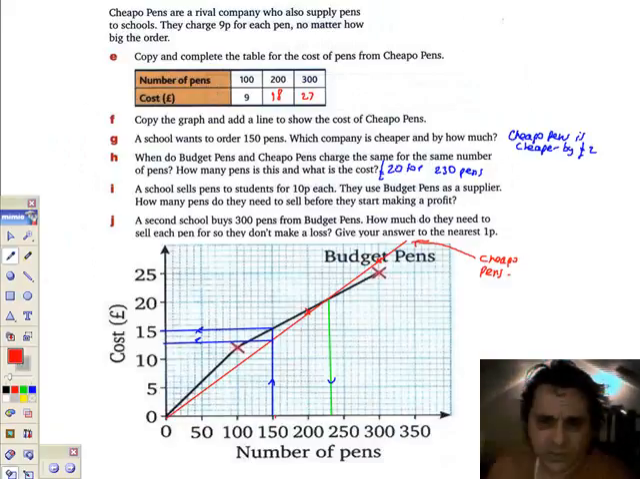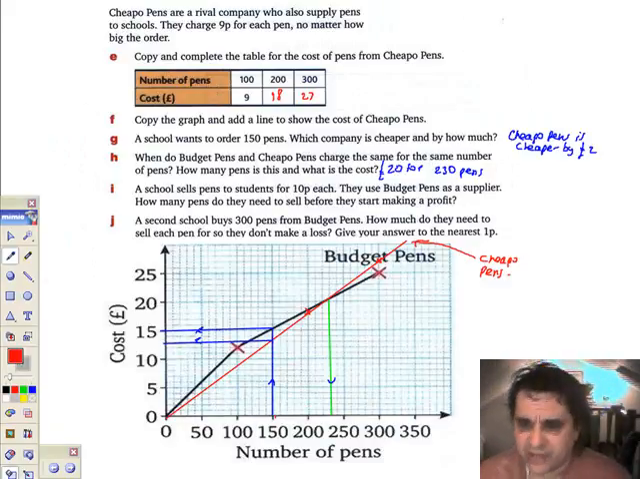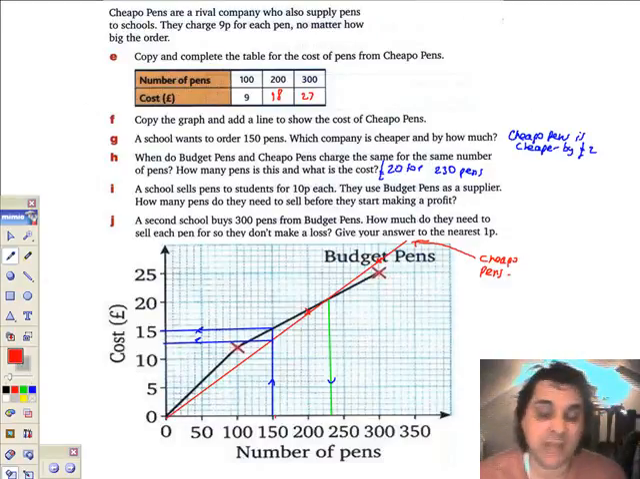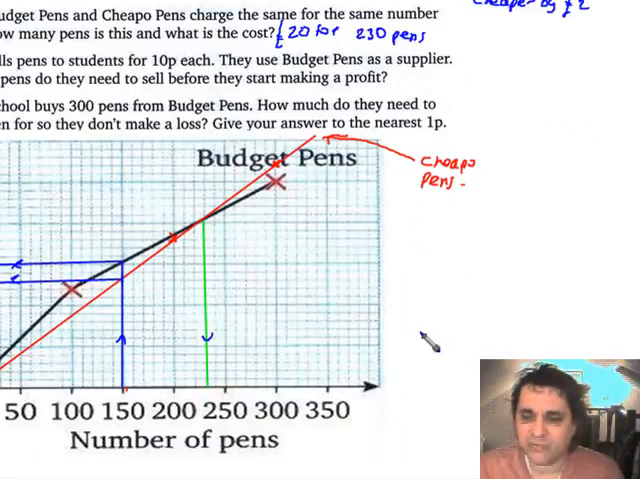So, a school sells pens to students for 10p. This is I. 10p each. They use budget pens as a supplier. How many pens do they need to sell before the school itself starts to make a profit? Well, if we consider the school as a supplier to the students, if they, for example, sell 200 pens at 10p each, that's basically £20, isn't it? Or if they sell 300 pens at 10p each, that'll be £30.